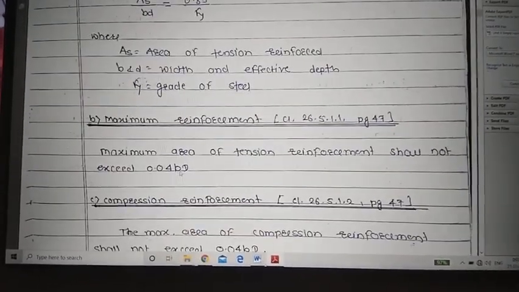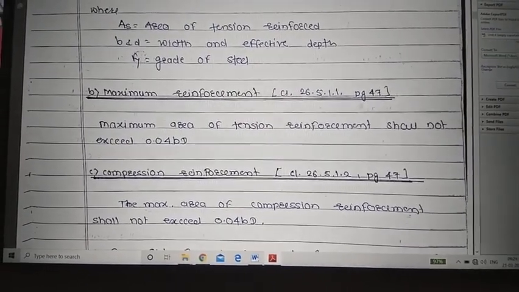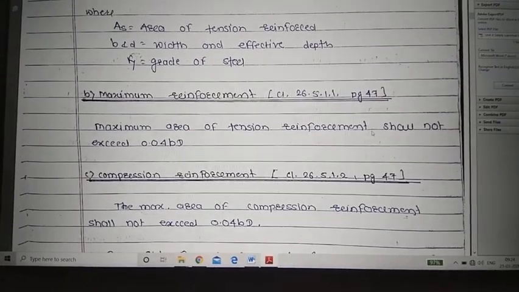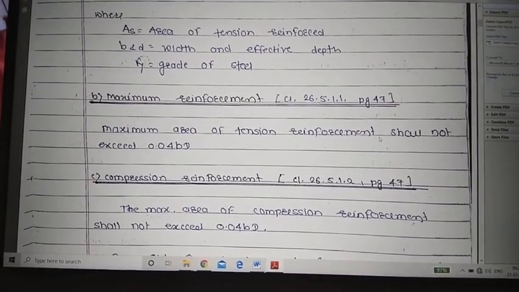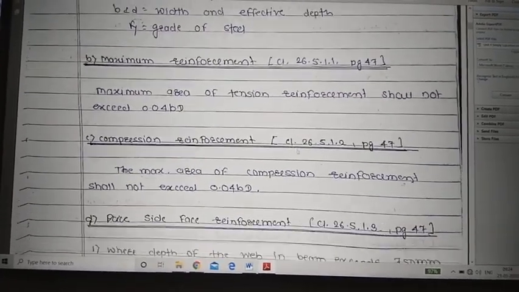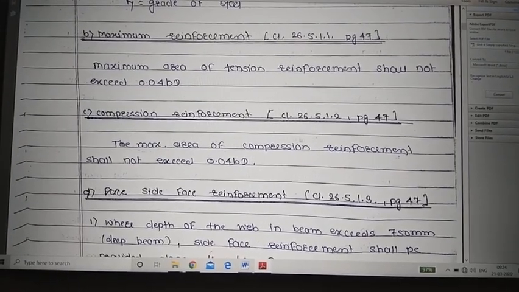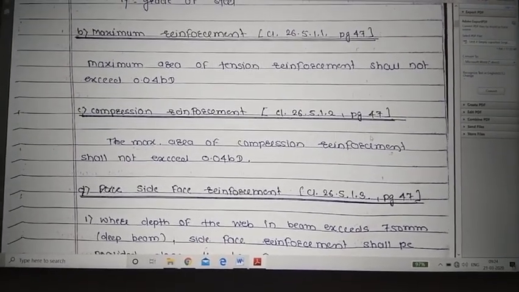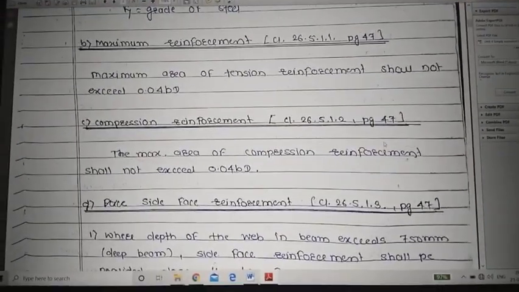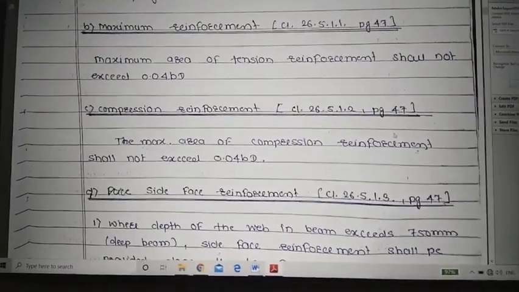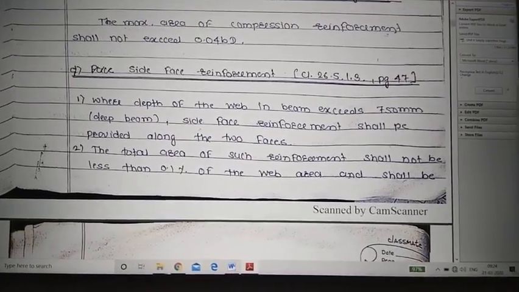Then the criteria for maximum reinforcement is also given on page number 47. It shows that the maximum area of tension reinforcement shall not exceed 0.04 bD, b and D being the cross-sectional dimensions. The compression reinforcement limit is also the same, 0.04 bD, given in IS 456, page number 47. Side face reinforcement criteria is also given on page number 47.